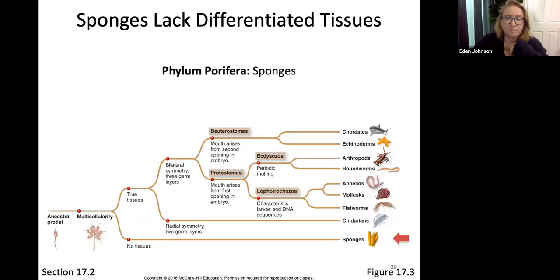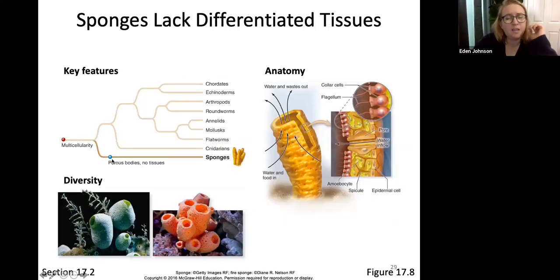Okay, so phylum Porifera right here, if you trace this back, the only trait that they have compared to the rest of these animal phyla is that they have no true tissues, but they do have multicellularity just like the rest of them. Key features: porous bodies, no tissues, sessile, they are mostly marine.